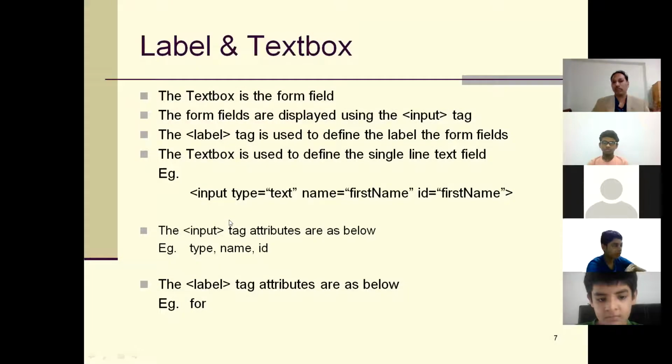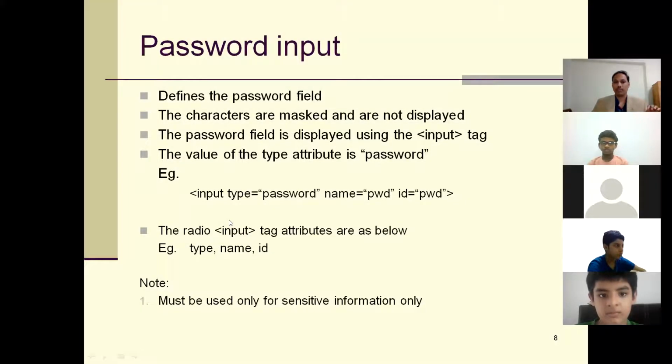Now label and text box we completed, and the password also. I'll just read through the statements. It defines the password field. The characters are masked and are not displayed. Masked means the characters are shown with dots or asterisks. The same can be achieved using the input tag. The type attribute is there in the input tag, so we have to specify password.